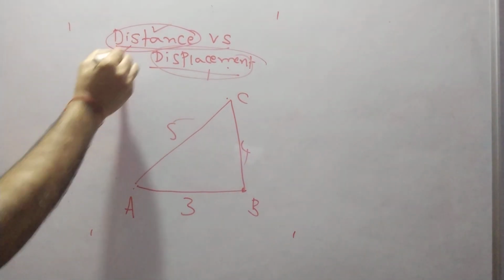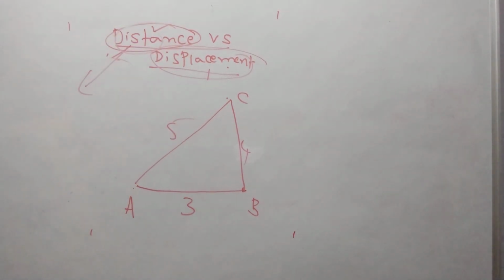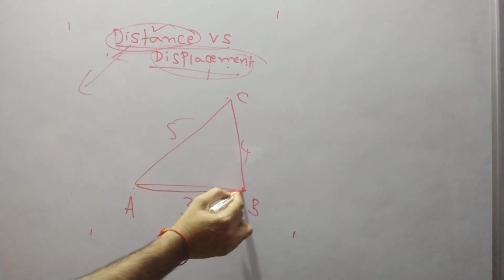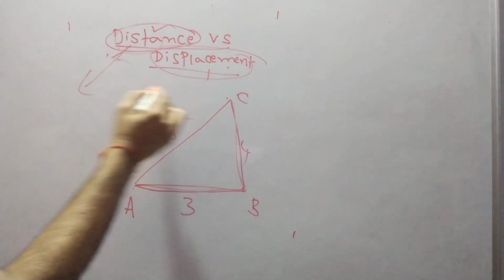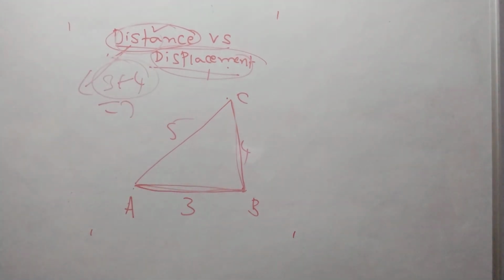Now what is the distance here from the figure? Distance is the total path. What is the total path from A to C? From A to C means this 3 plus this 4. 3 plus 4 equal to 7 is the distance.